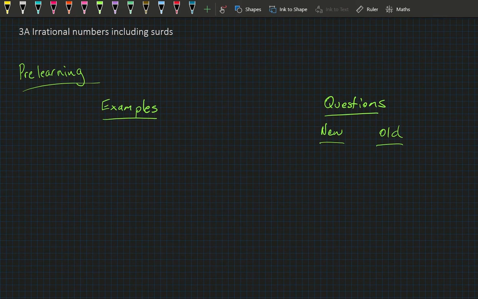Hello class, welcome to exercise 3A, Irrational Numbers including Surds. I hope that this class makes a lot more sense than the name suggests. In this class, your pre-learning is going to be example 1, defining and locating surds. And your pre-learning will be questions 1 and 2 in the new book and question 3 in the old book.